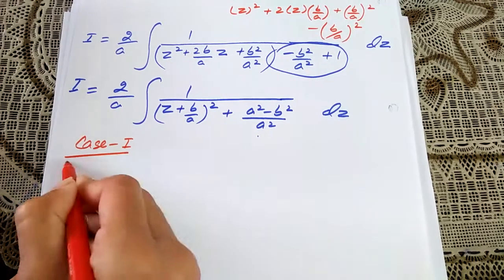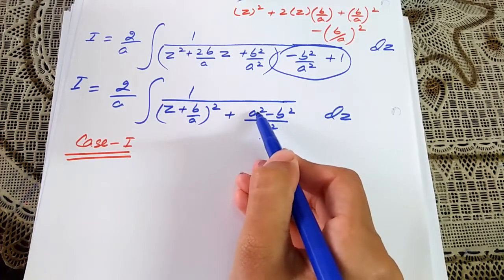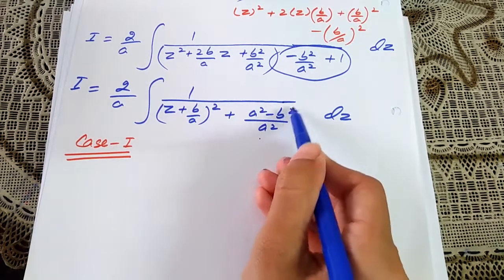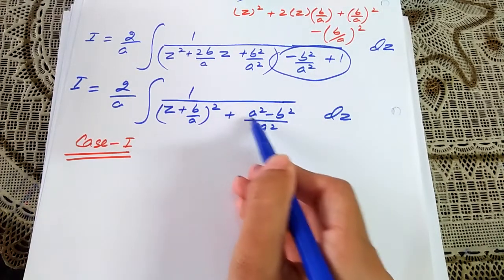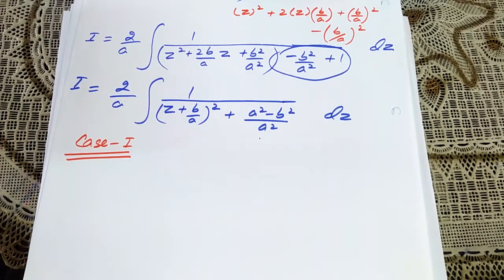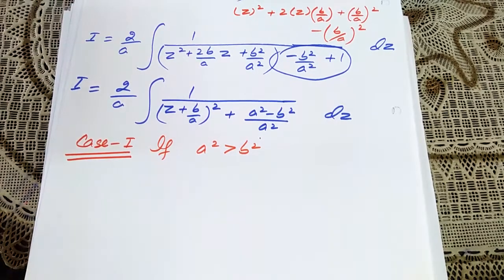Case 1. Why do cases arise here? Because I don't know what the value of a is and what the value of b is. So I don't know what sign I will get here if I subtract them. So case 1 is if a square is greater than b square.